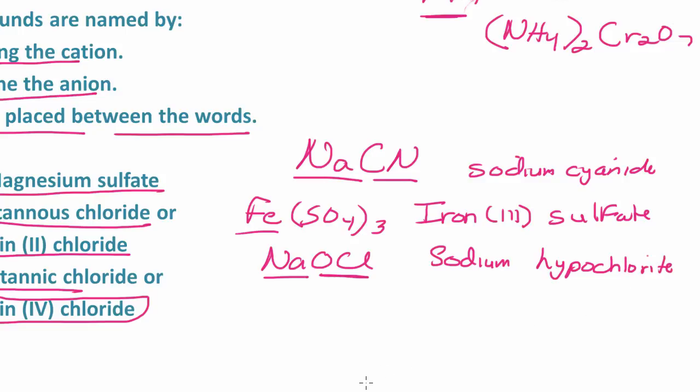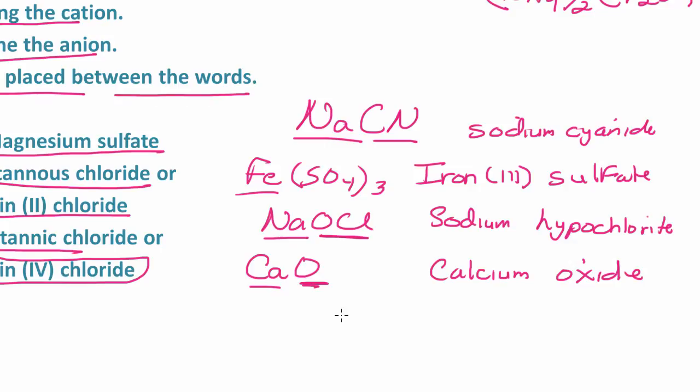Okay. Let's try another one. How about this one? We have calcium and oxygen. Calcium is the metal, so we would name it as calcium, and then this would be called oxide. And let's do one more. And how about this one?